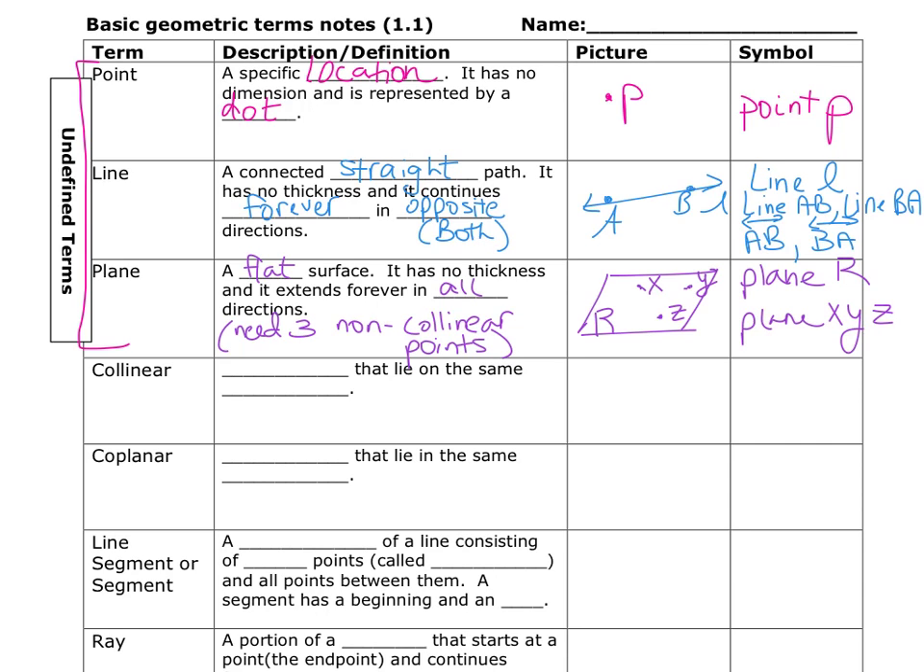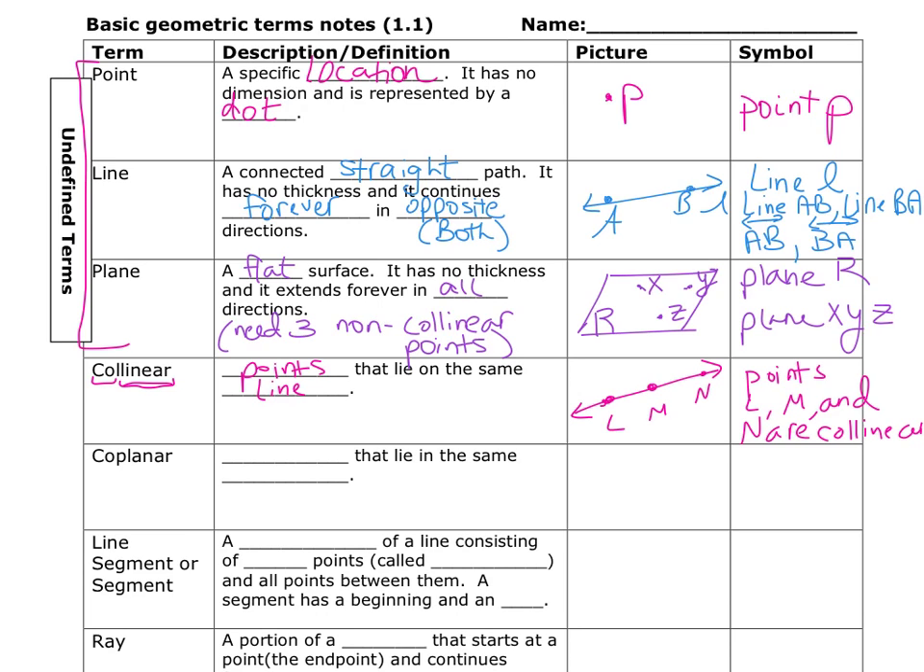Now going on to our defined terms, we have collinear, and collinear means that we have points that lie on the same line. A way to remember that would be we have the word linear as part of our word, plus you have the co right in front of it, so they share the same line. What this would look like in our picture is we would have a line with multiple points on that line. So our points L, M, and N are collinear. And that's how you would see it being described.